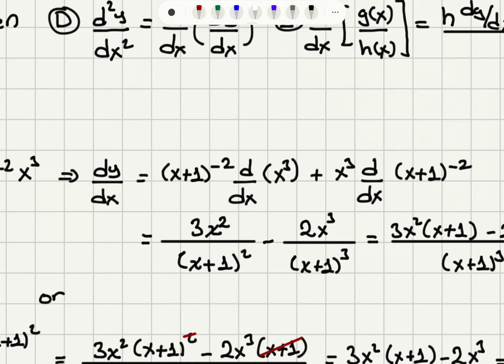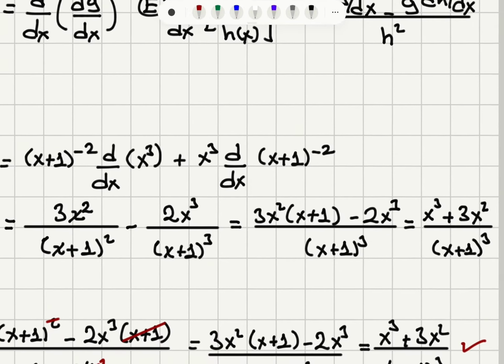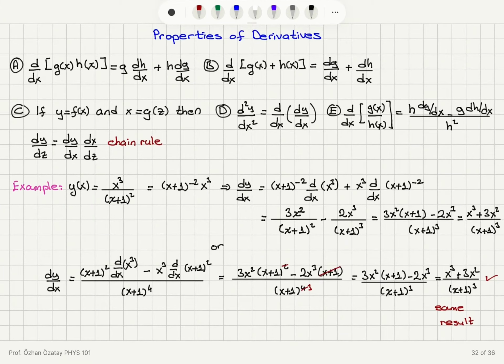Now you can see that in the first term I have (x plus 1) squared, in the second term I have (x plus 1) cubed in the denominator. So I multiply the first term by (x plus 1). 3x squared (x plus 1) minus 2x cubed divided by (x plus 1) cubed, the common denominator now. So that gives me 3x cubed minus 2x cubed, which is x cubed, plus 3x squared, divided by (x plus 1) cubed. So that's the answer.